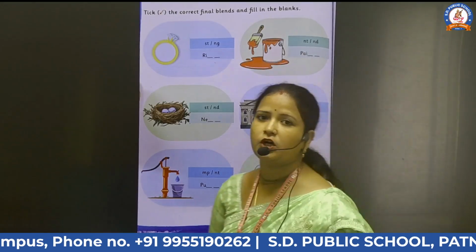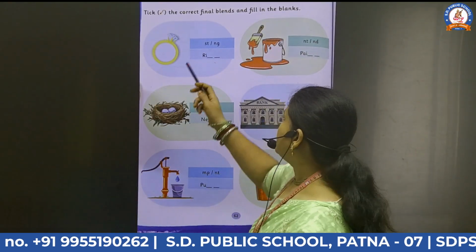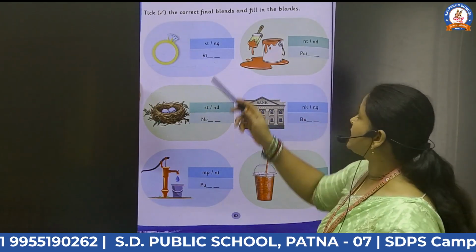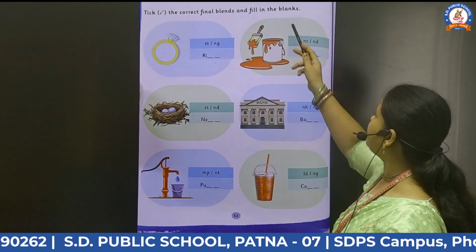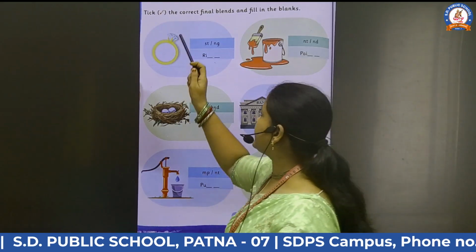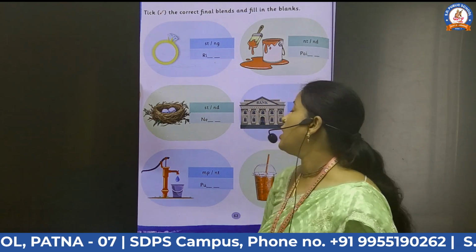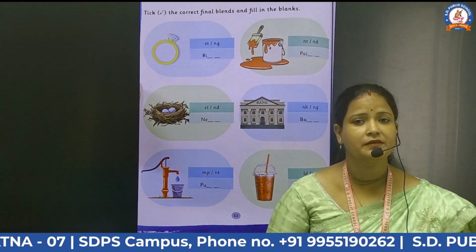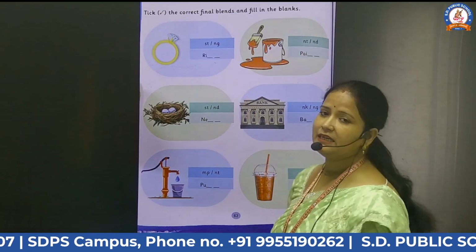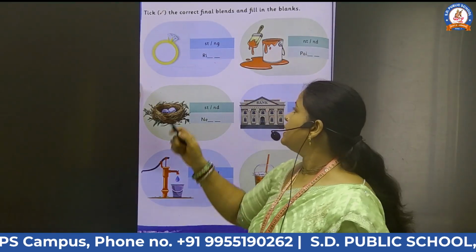First of all, we'll talk about page number 62. It has been written on the top: tick the correct final blends and fill in the blanks. Some blends are written here, and with their help we will fill in the blanks. So look at the picture.